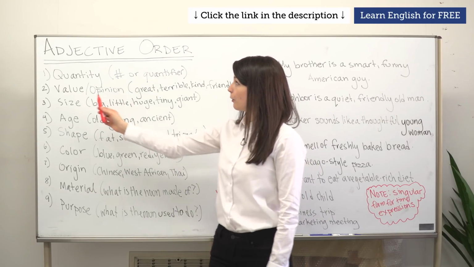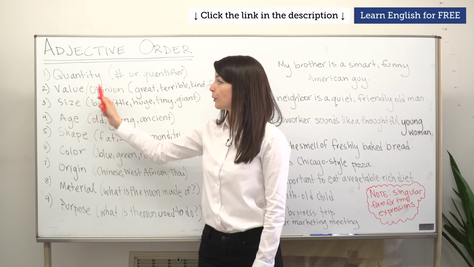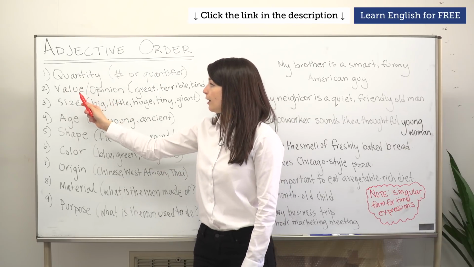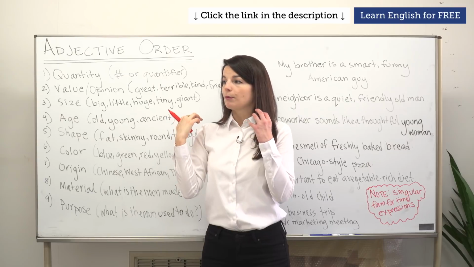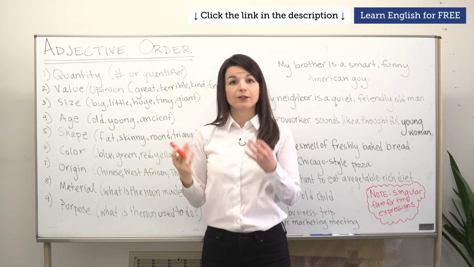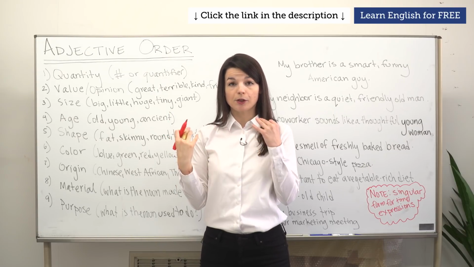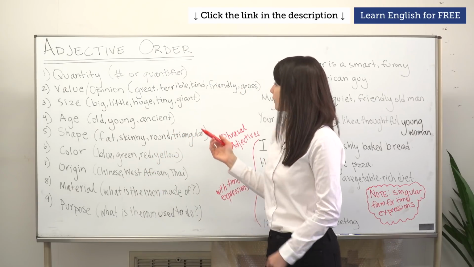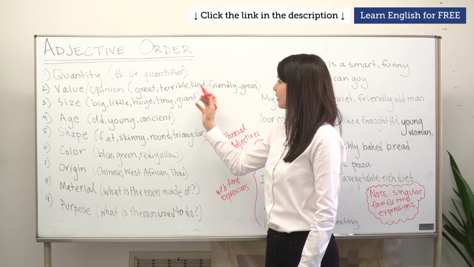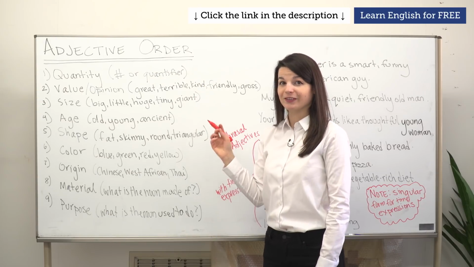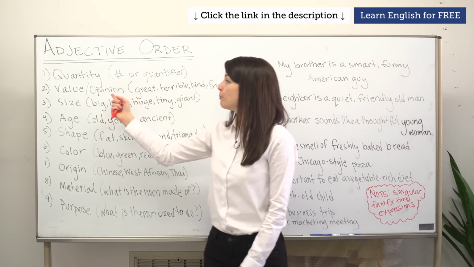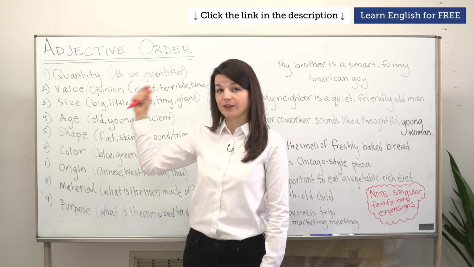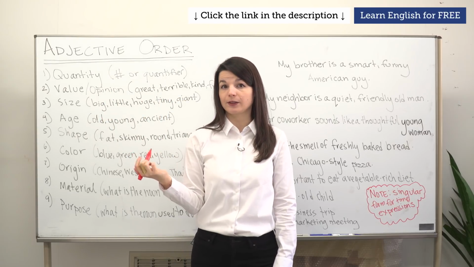The second category for adjectives is values or opinions. These are things that come from the speaker or the person writing. These are our personal ideas or our personal values of the noun. Some examples of this: great or terrible, kind, friendly, gross. These are all opinion-based adjectives. These are our own ideas about the noun.